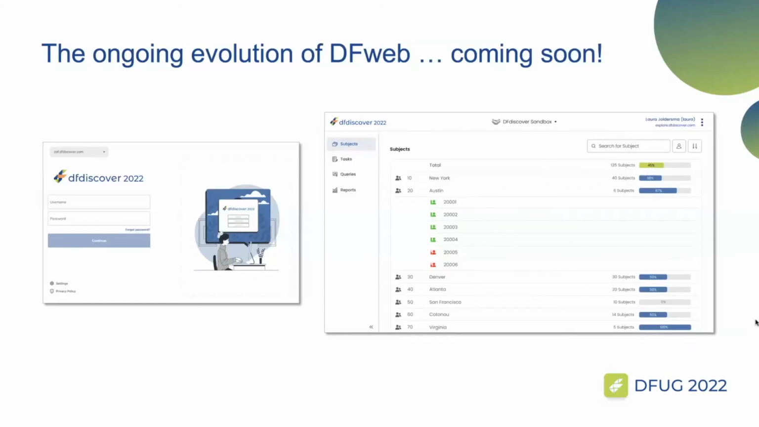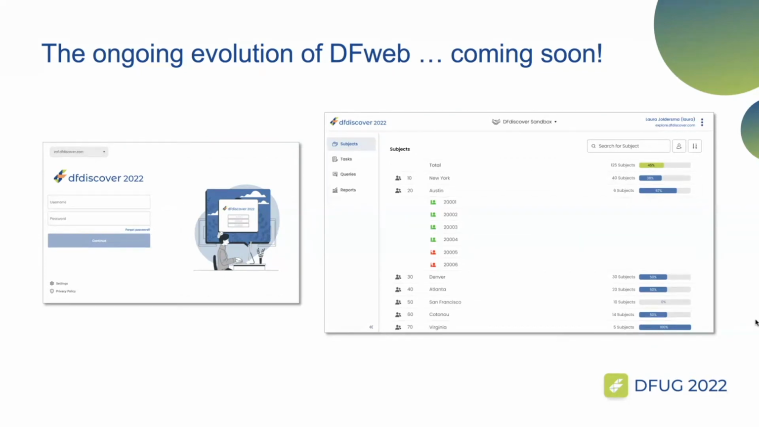So here's a quick look at what DFweb will look like in 5.6. On the left, you can see we have refreshed the look of the login screen. And on the right, you can see we've refreshed the overall look, the navigation, and the landing page of the website. So when you first log in, you'll see the list of sites and the subjects at those sites.